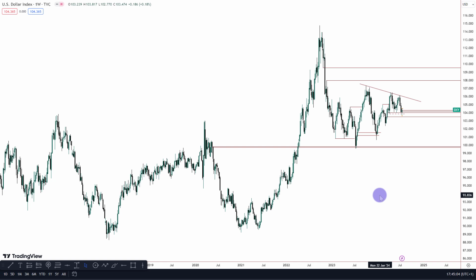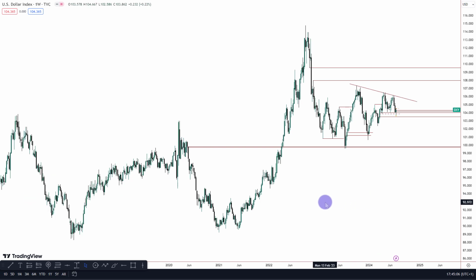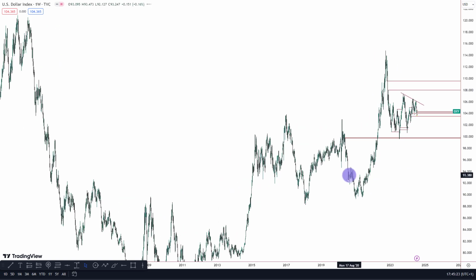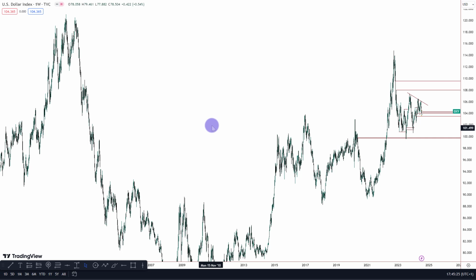So this week we're going to look at the analysis for the dollar, my top-down analysis for the dollar index and foreign currency. The reason is that the dollar index is the benchmark asset for all dollar and dollar-associated currencies. So we need to know what the dollar is saying before we can start taking trades on foreign currency.